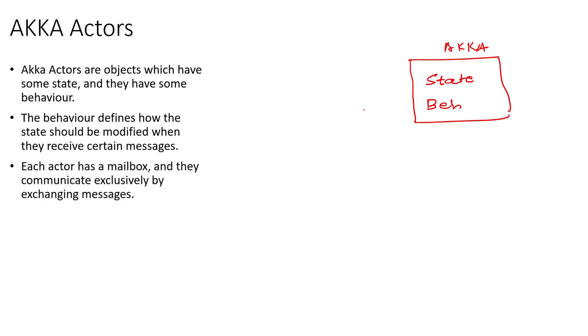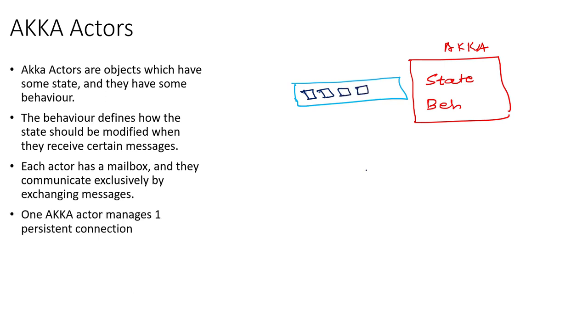Each actor has a mailbox and they communicate exclusively by exchanging messages. So the actors have a mailbox, and in this mailbox they have different messages. For example, these are messages. One Akka actor manages one persistent connection. So if we have a connection between the client and the server, one Akka actor can manage that one connection easily.